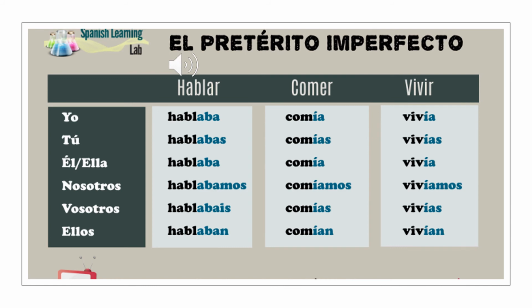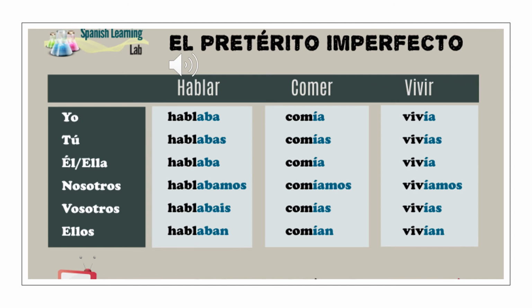Now, the imperfect tense in Spanish, the preterite imperfect, could be a little tricky. The imperfect is also used to express the past, but it is used to express a past that is still going on, a past action that is still progressively happening, or an action that you did in the past that was habitual. I'm going to show you some examples as we go further along.